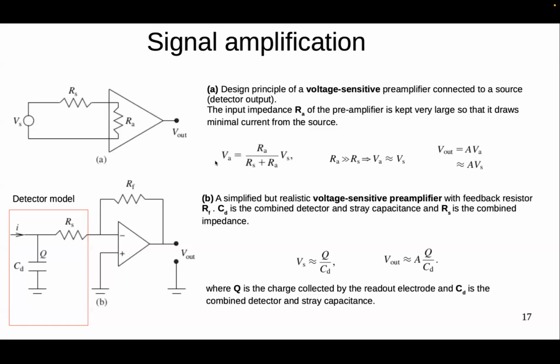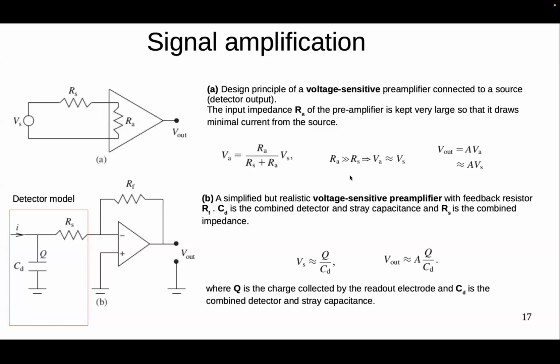Then the voltage at the input of the operational amplifier will be the voltage from the source, which is the detector, times the internal resistance of the input impedance of the operational amplifier, divided by the sum of the resistance of the source of the detector plus the internal resistance of the op amp.